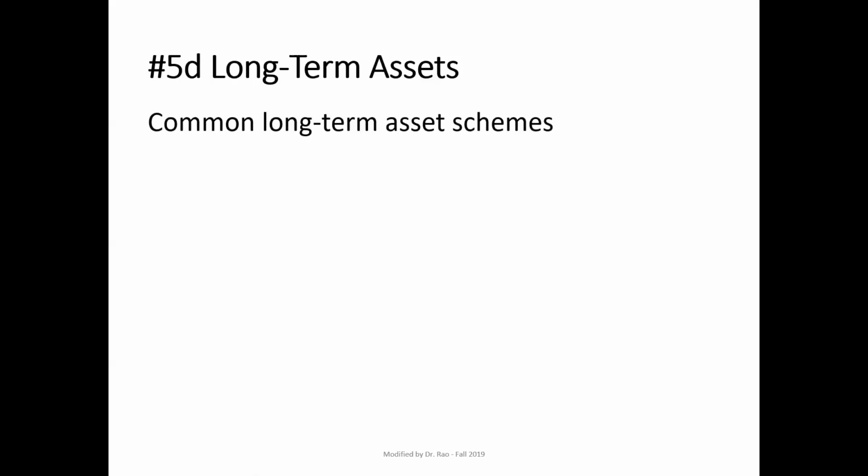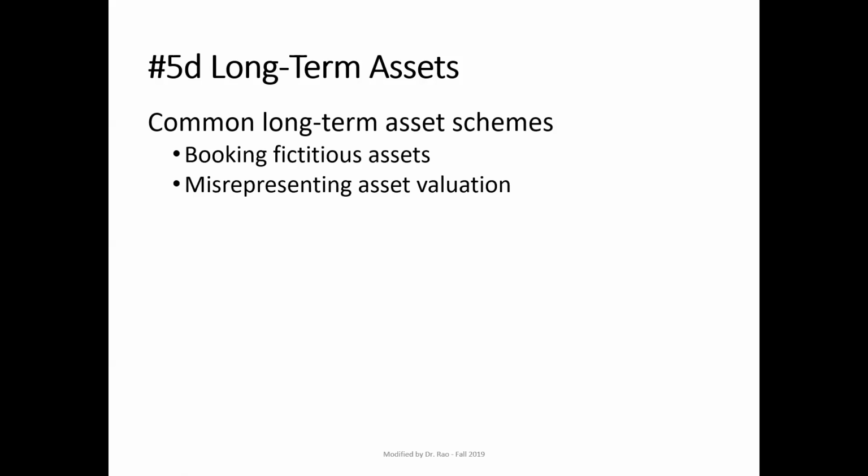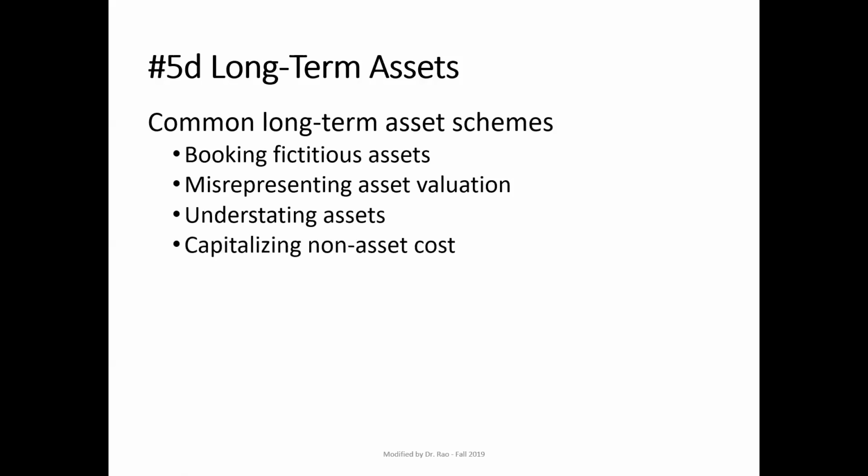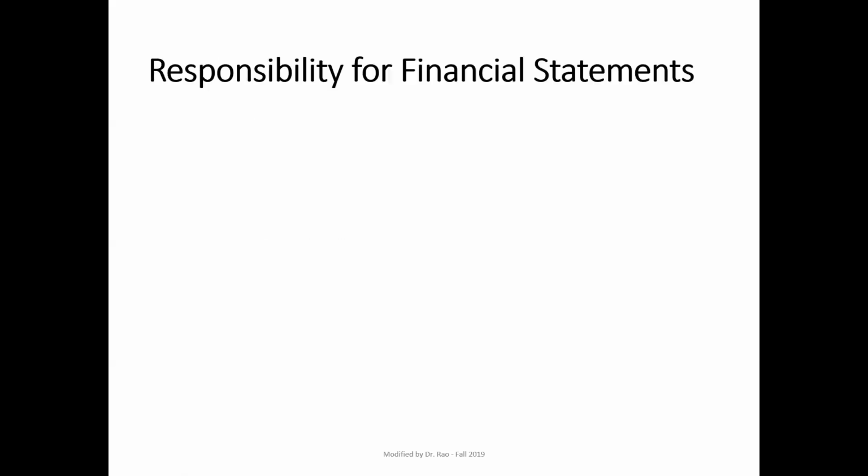Long-term assets. Start with fictitious sales, booking fictitious assets, misrepresenting asset values, understating assets whenever possible. You either overstate or understate depending on how you want this to work to your advantage. Capitalizing non-asset costs, for instance, repairs and expenses, those should be expensed. If you capitalize it, you're moving it from the income statement to the balance sheet. Misclassifying assets.